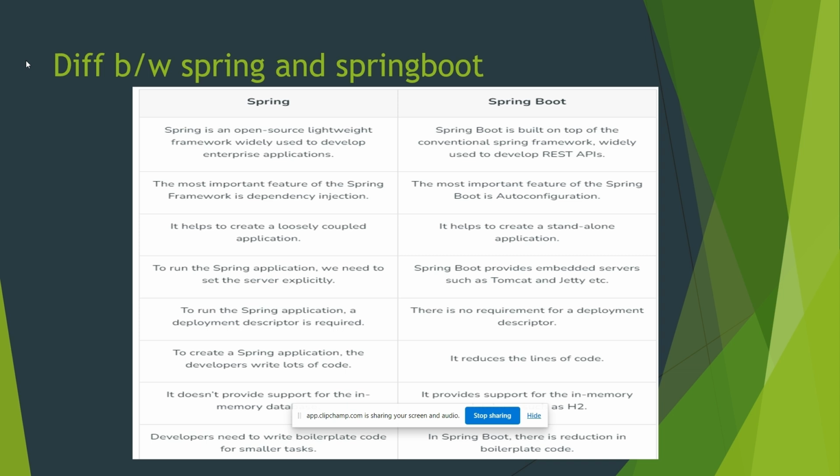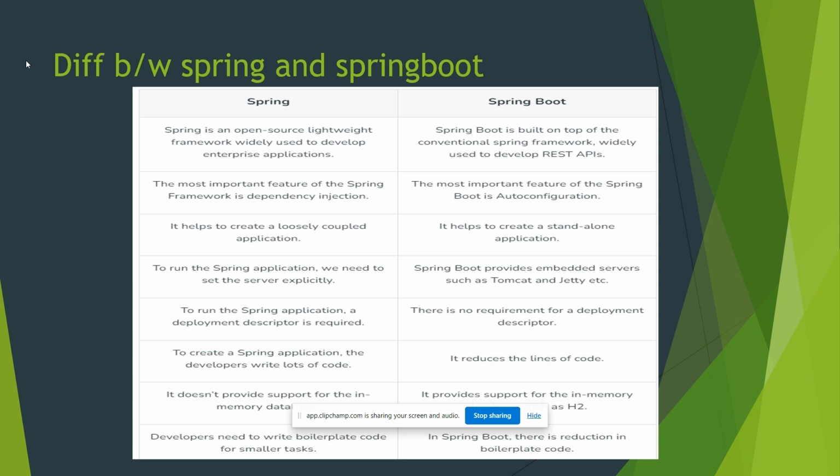Spring is an open source lightweight framework which is used to develop enterprise applications, whereas in Spring Boot, we develop REST APIs. The main advantages of the Spring framework are dependency injection and IOC, but in Spring Boot the main feature is auto configuration.